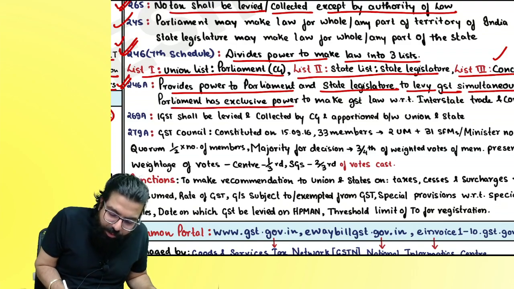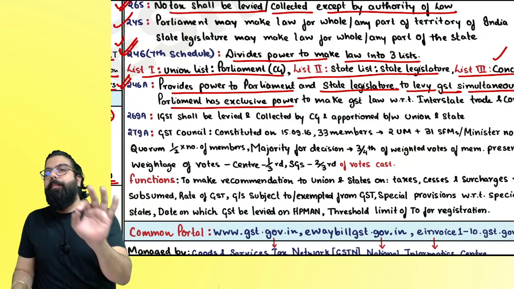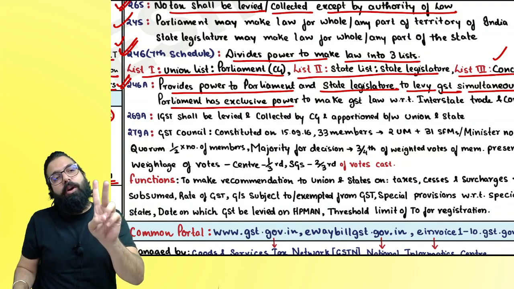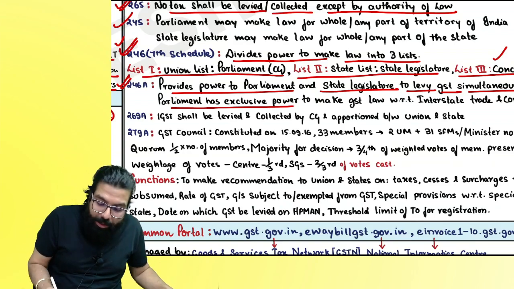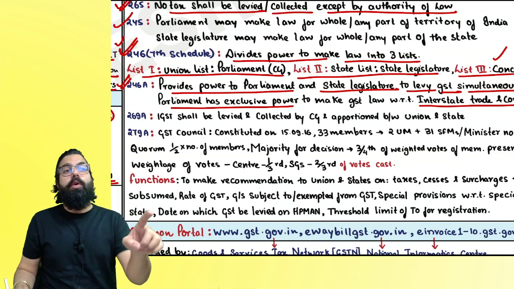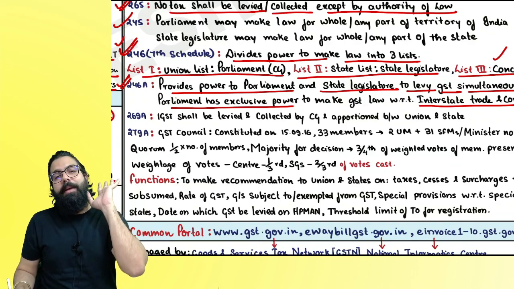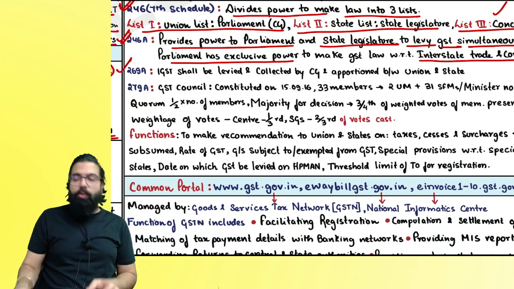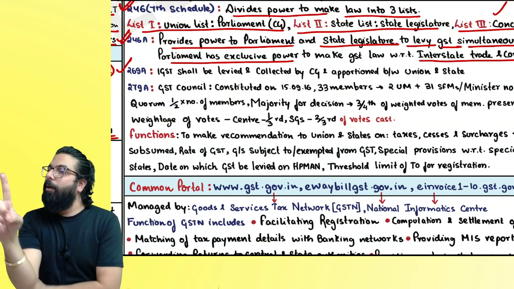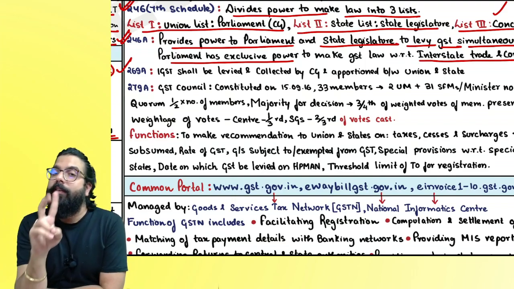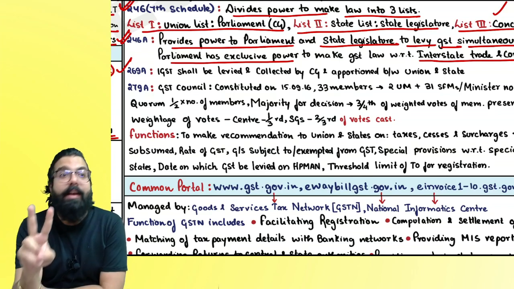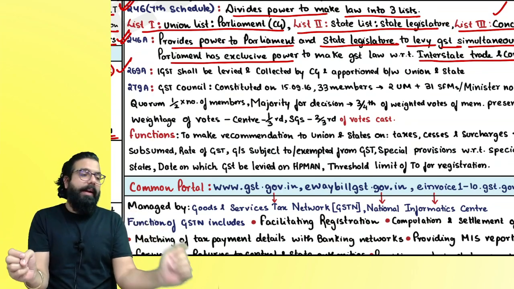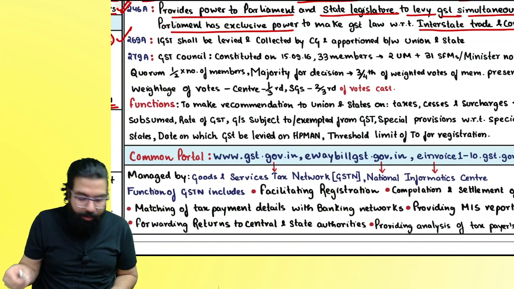Parliament has exclusive power. Okay, now for CGST, who will make the law? Parliament. For SGST, who will make the law? State legislature. Now, whenever it is interstate trade or commerce, who will make the law? Parliament will make the law. Are we clear, everyone? Then we have Article 269A, which says Parliament will make the law for IGST; the central government will collect the IGST and apportion it between the center and the state. Can I go ahead, everyone?